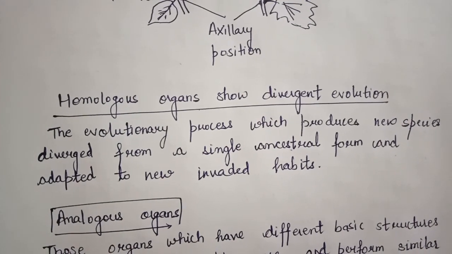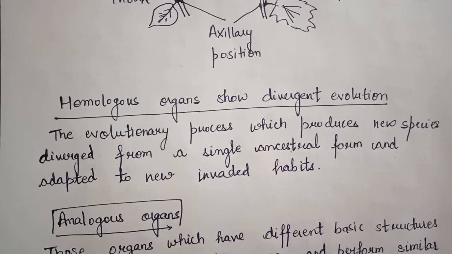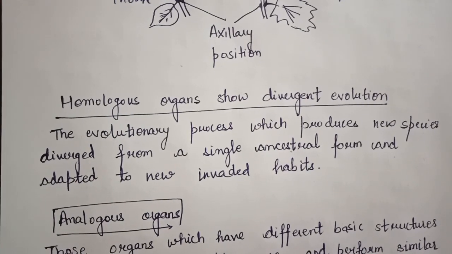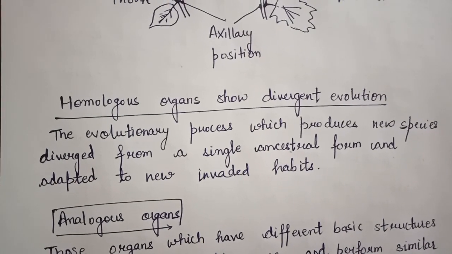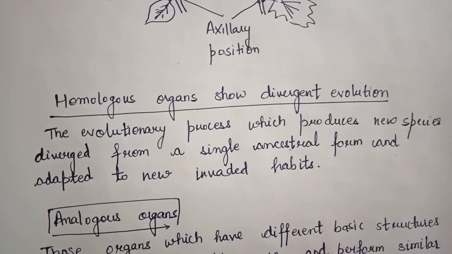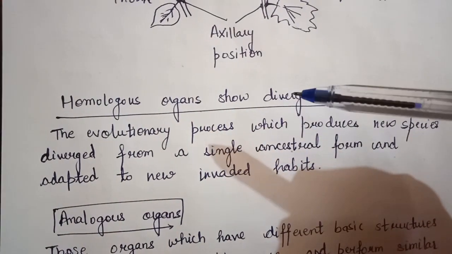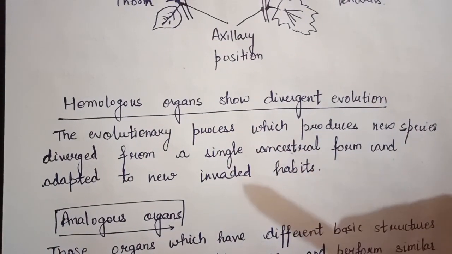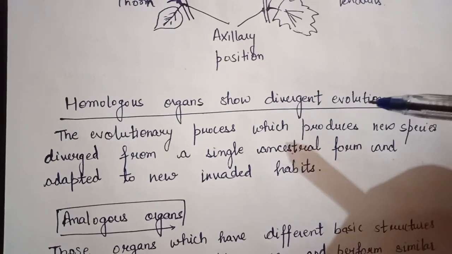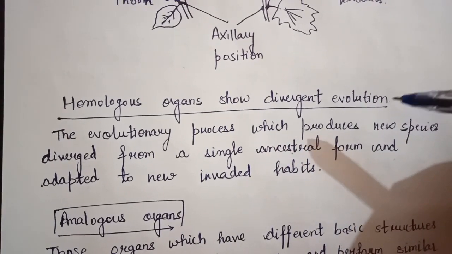Okay, so that's why in case of homologous organs they have the same basic structure but they show different functions. So it shows that homologous organs are an example of the divergent evolution. They show the divergent evolution.